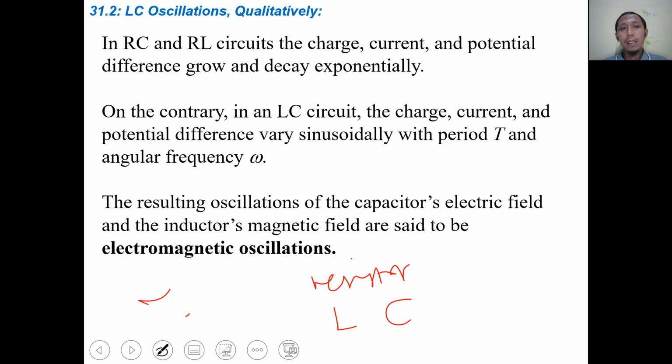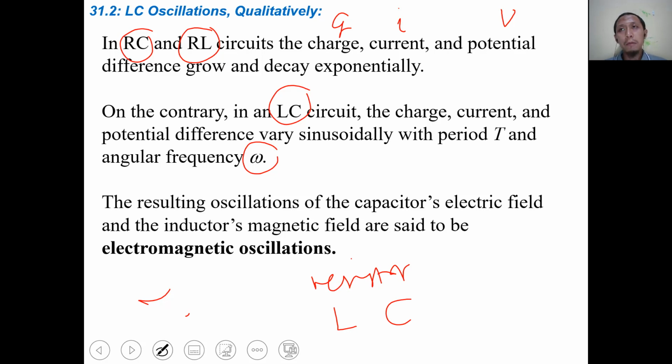In RC and RL circuits, meaning the series of resistor and capacitor, and the series of resistor and inductor, the charge, the current I and V, the potential difference, grow and decay exponentially. On the contrary, in an LC circuit, the charge, current, and potential difference vary sinusoidally with a period of T and angular frequency omega. So there are two mechanisms in the series circuit.